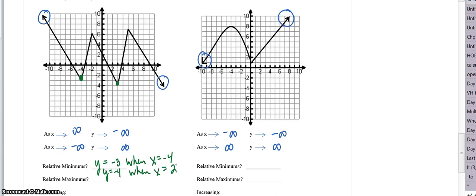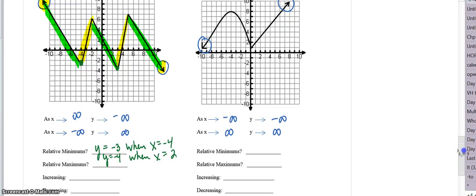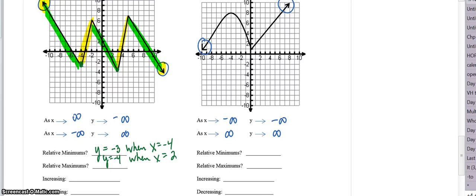This graph does not have any absolute mins or maxes because it continues going on forever pointing up and forever pointing down. And where is it increasing? These yellow intervals, and it's decreasing on the green intervals. Remember, when we talk about increasing and decreasing, we always use the x values. So when I say where is it increasing, this first section right here, I would say it's increasing from a negative infinity up to a negative 4.